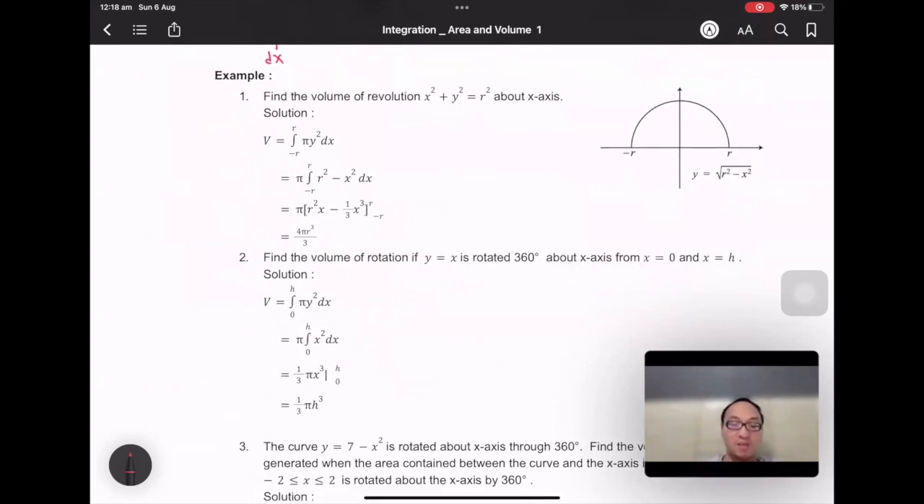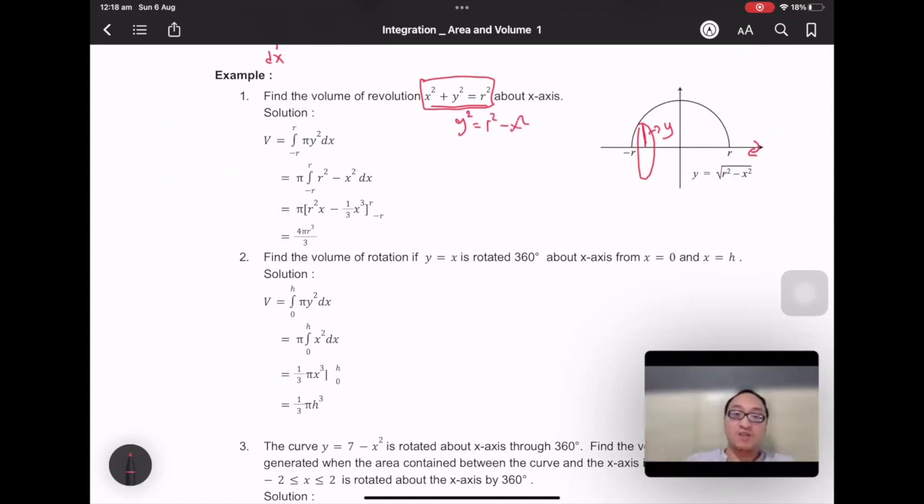Let's see the example. Find the volume of revolution of x squared plus y squared equals r squared about the x-axis. So we rotate about the x-axis, and this is the circle equation. That means we will rotate this and we have a circle with the radius of y. So we have to express this equation as y equals. So we change it: y squared equals r squared minus x squared. And then using the formula, we can put it in the formula.